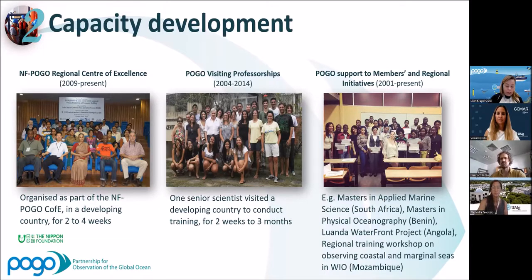Some other regional initiatives supported by POGO expand regional participation in local trainings. Some of these include the Master in Applied Marine Science at the University of Cape Town in South Africa, and the Masters in Physical Oceanography in Danang. Another example was the Luanda Waterfront Project in Angola. And the latest one was a hybrid workshop on coastal observations in Mozambique. The great advantage of these trainings is that they can reach a higher number of trainees, tackle subjects of relevance to the region, and be better tailored to the working conditions and resources of local institutions and researchers.